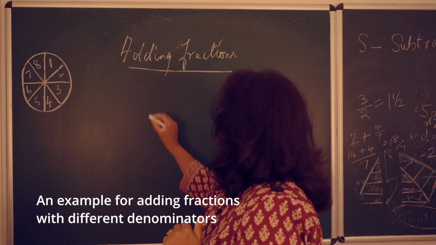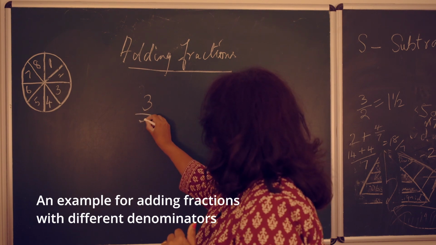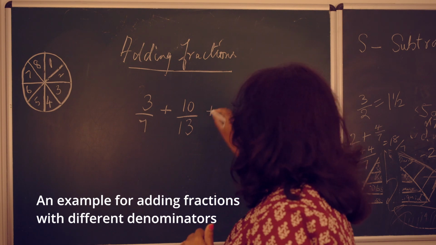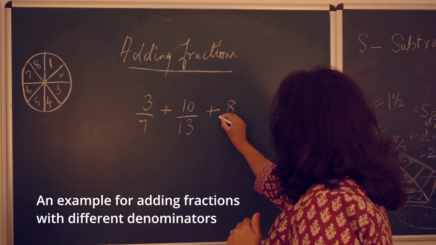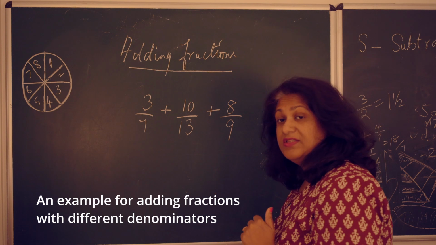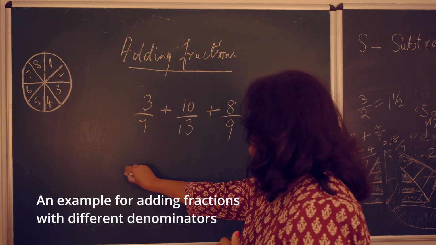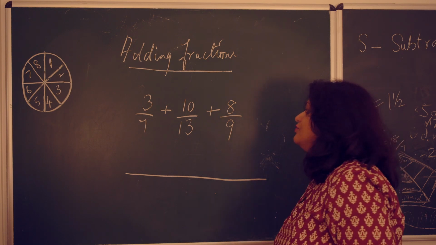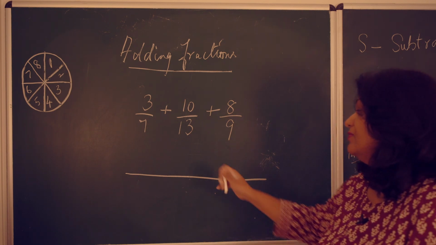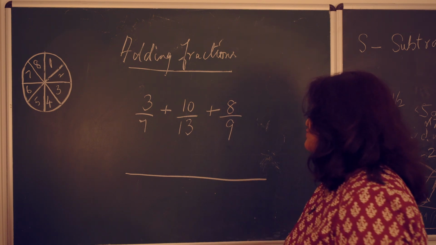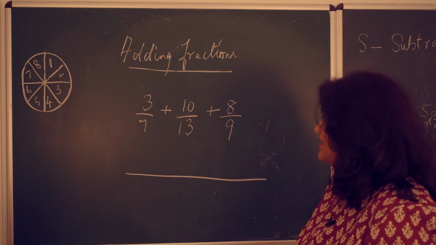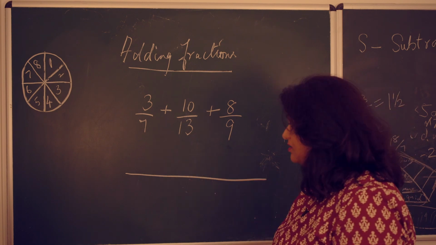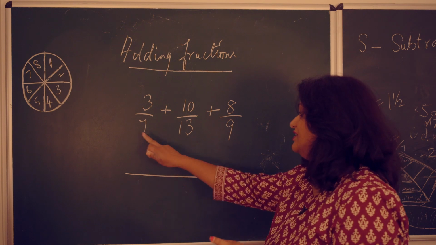Let's say you want to add 3 by 7 plus 10 by 13 plus 8 by 9. If you look at this number, I need a common denominator first, because they're all different. They're all different from each other, right? So what I will do is, if you notice, the numbers will not have a lot in common. So my best bet would be to find factors. I have to guess a number through which all these numbers will go in.